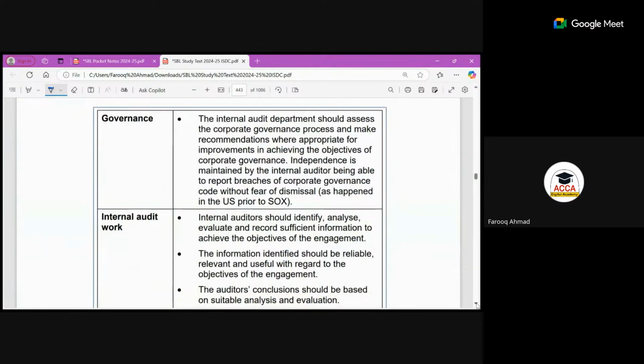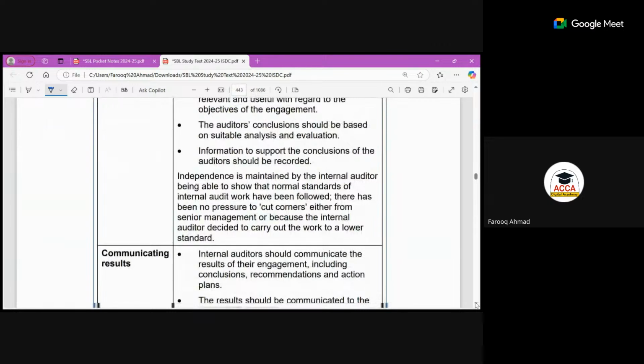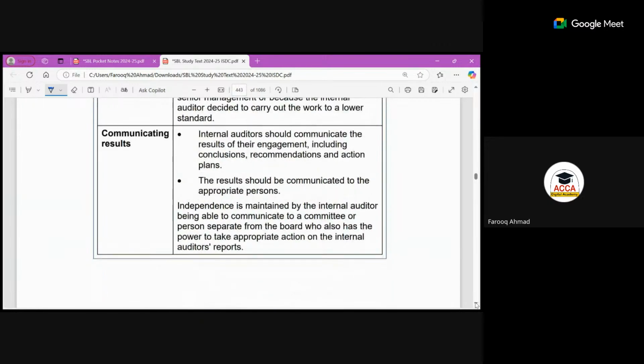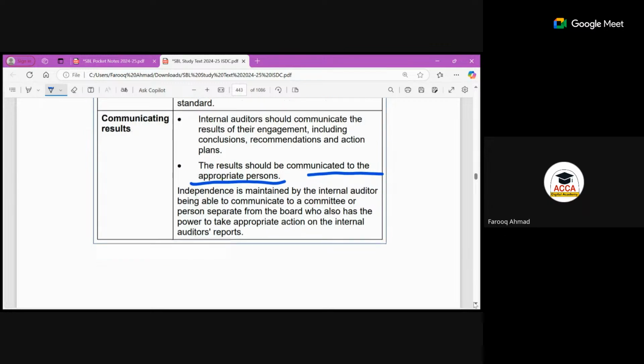Governance is there. Prior to SOX, internal network. Communicating rules: how results should be communicated to the appropriate person. As we discussed, it should report to the chairperson.